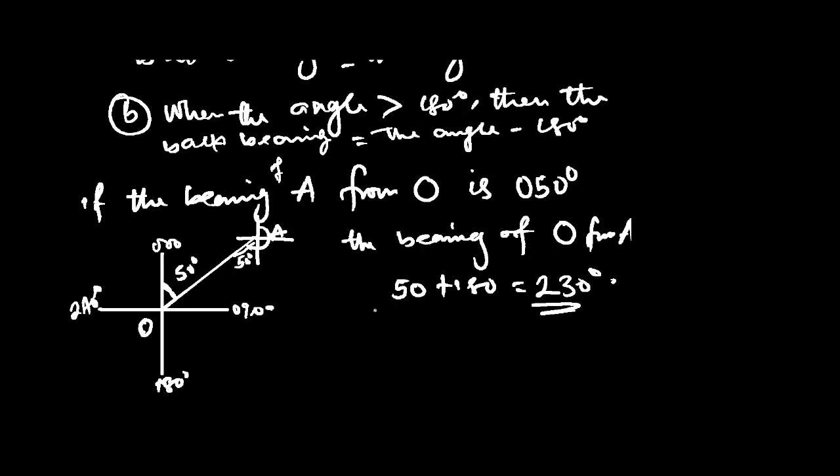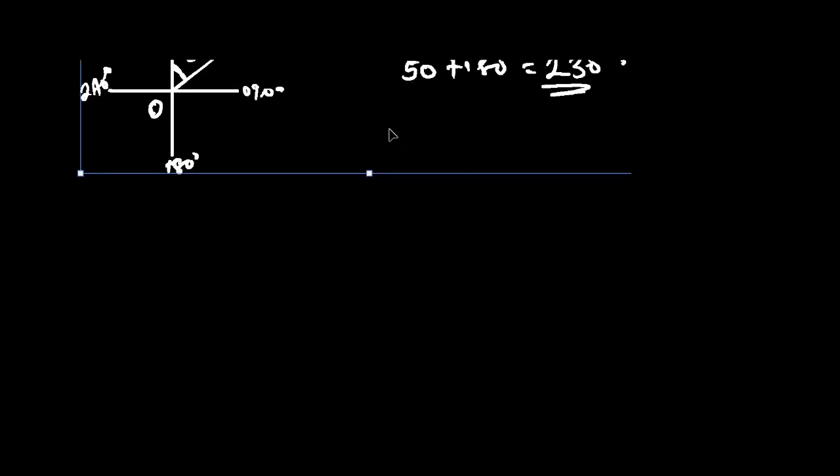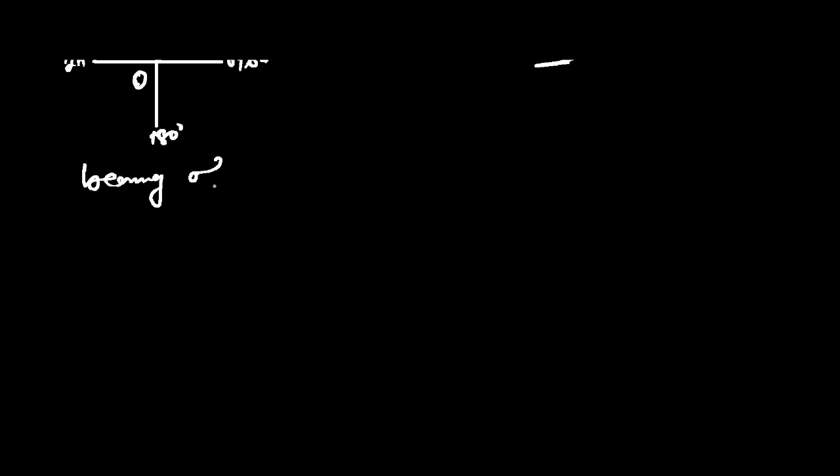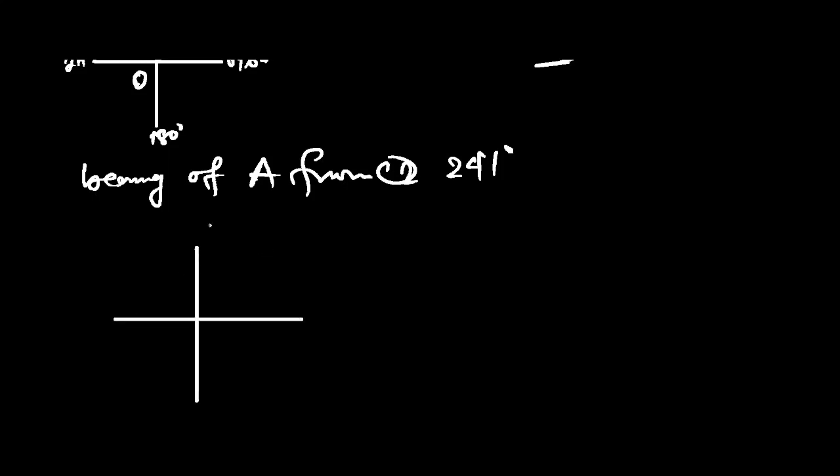All right. So what if we say the angle is 241? Are you getting it now? Let me take this upward. Let's say I have the bearing of A from O to be 241. So this will just become this. From here now we read 241. Can you see this now?